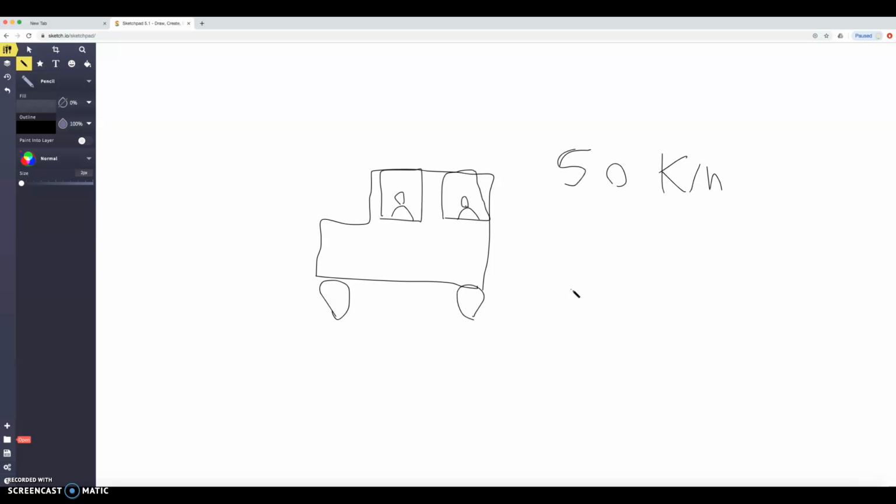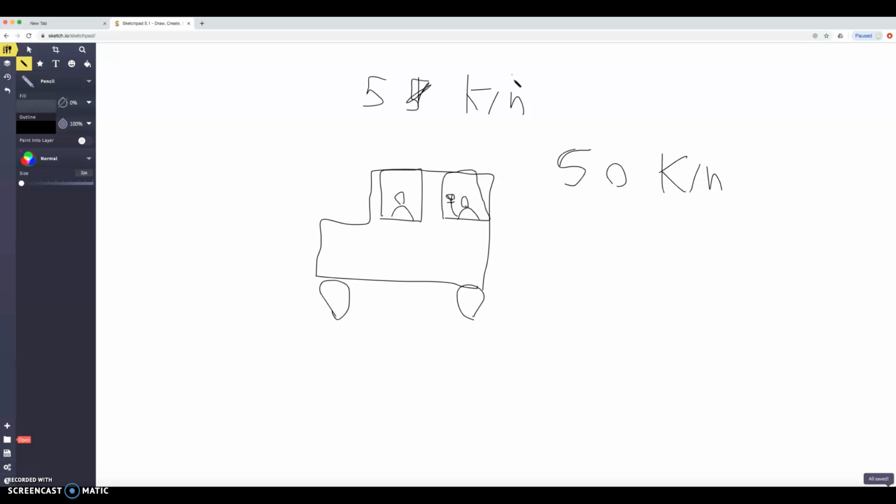And for some reason, this guy in here is throwing a baseball or something to another guy on the other side. And the baseball is going at, say, 5 kilometers an hour.